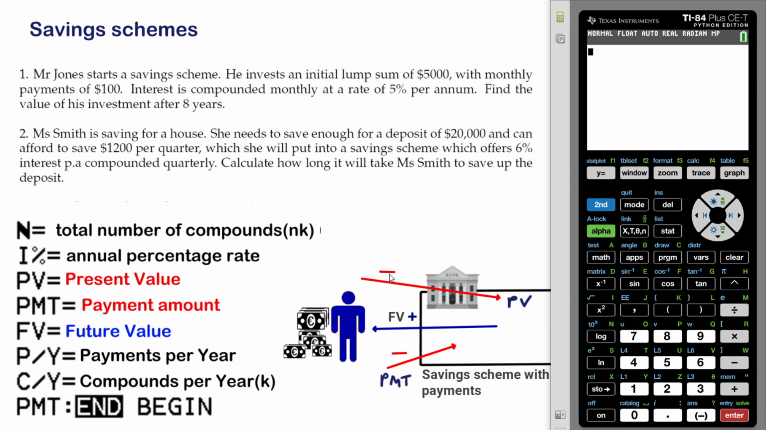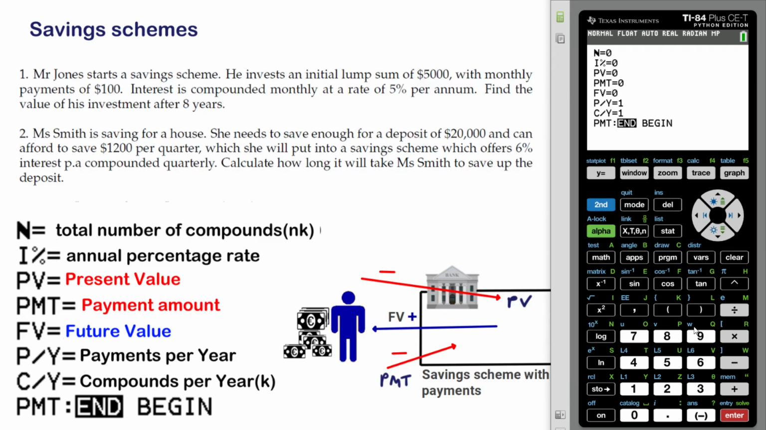So I'm going to put in the initial lump sum as a negative and the payments as a negative because they come from your pocket. But at the very end, when the bank pays you the money, that's going to be a plus. Okay, so let's look at question 1. So go to Apps, Finance, TVM Solver.